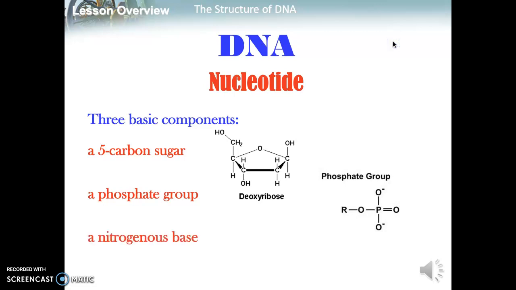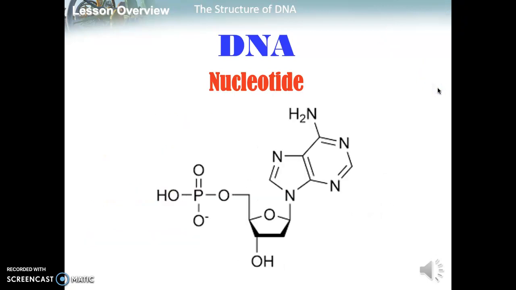And then the third part is a nitrogenous base. And as I mentioned earlier, there are 4 types of nitrogenous bases used to make DNA. This is where we need our nitrogen. So right here we can see what a nucleotide looks like. Right here at the top right corner is the nitrogenous base. Here in the middle is our 5-carbon sugar deoxyribose, and over here to the left is our phosphate group.